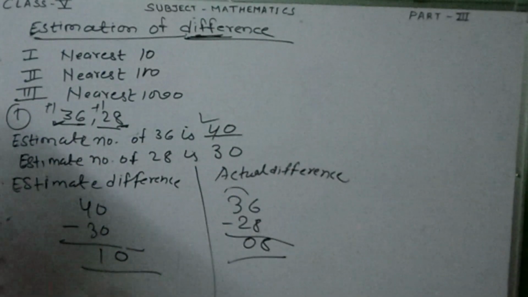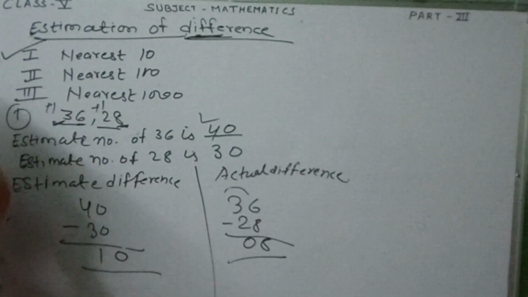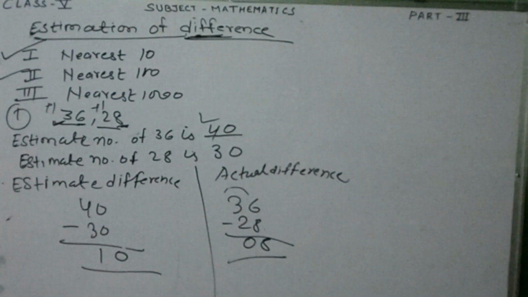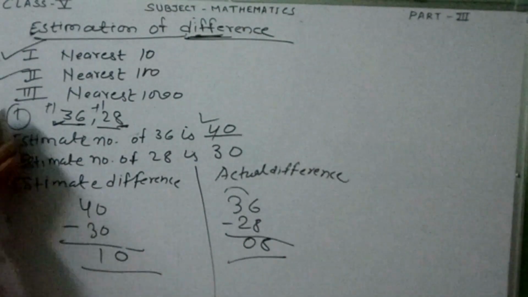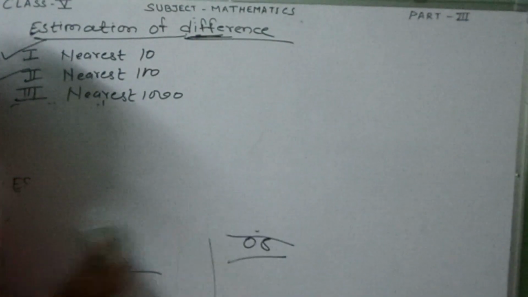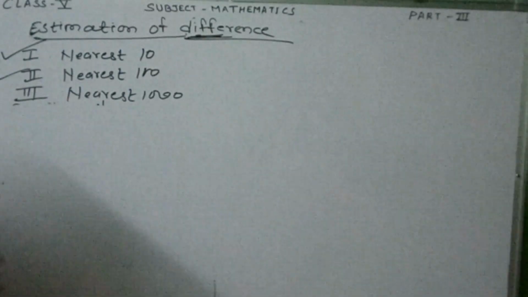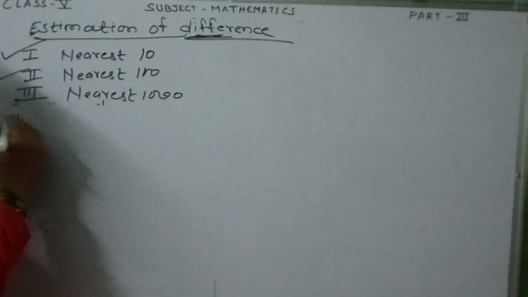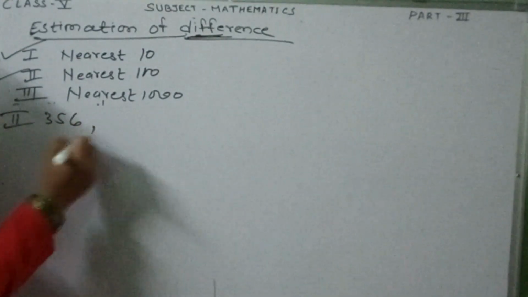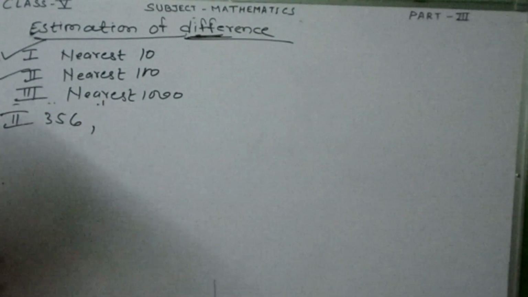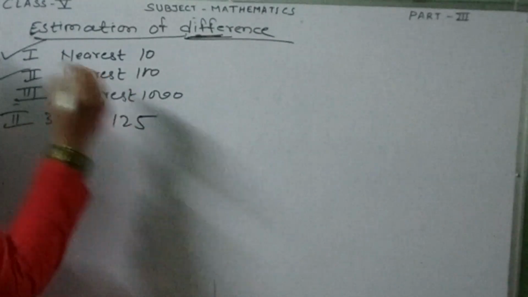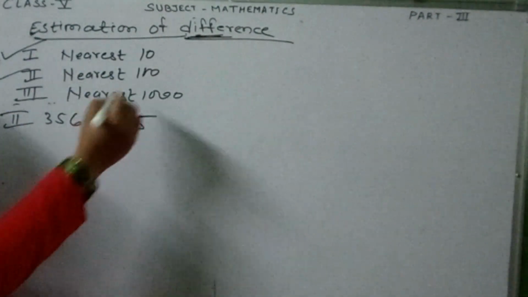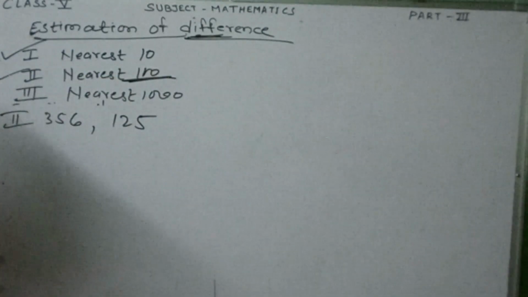In the same way, this one is the first part, and the second part is the nearest 100. Next example I will take here: that is 356 and 125, and we have to estimate the difference to the nearest 100.